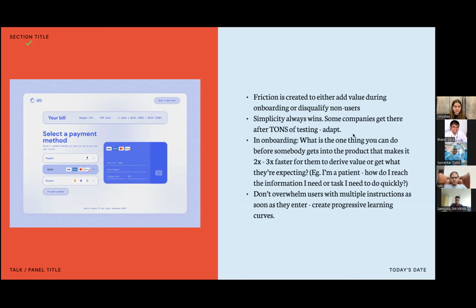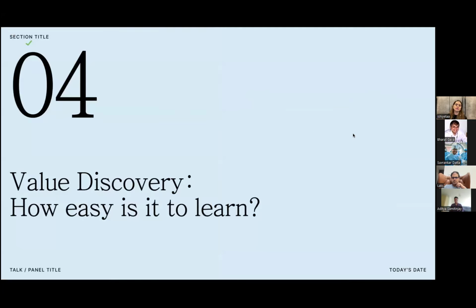What that means is, if I log in as a patient, can I choose an option which says that I'm logging in as a patient and then the product loads accordingly for me? So don't overwhelm the user with multiple instructions as soon as they enter. Create progressive learning curves, and make it really easy for the user to take their first set of actions as they log into your platform, so that there is immediate comfort and understanding and confidence of being able to use your solution.